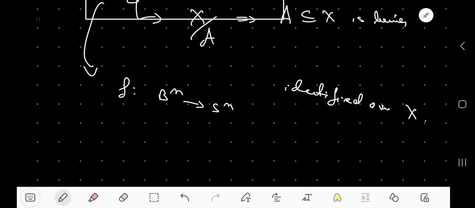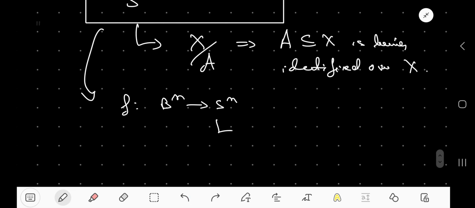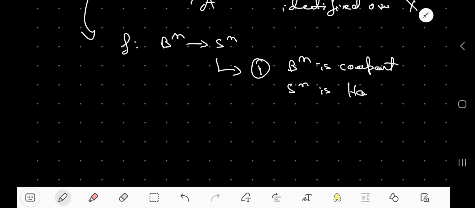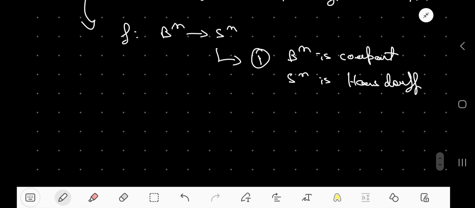So you can do this on your own at any cost. I am just writing out the points which you need to be talking about, and you can prove it in a very simple way. So the first thing to justify is that Bn is compact and Sn is Hausdorff. This is the first thing, and just keep in mind we are working in Euclidean spaces.